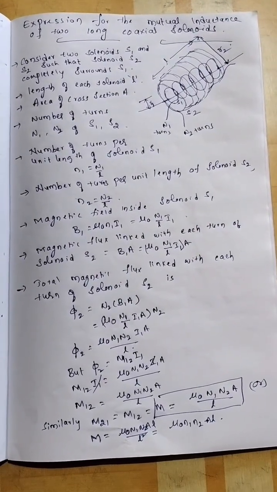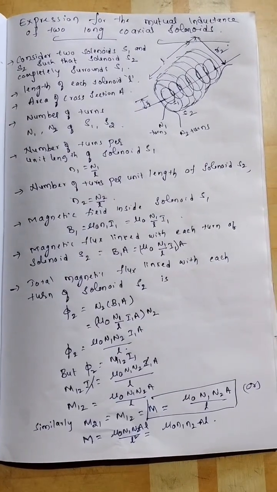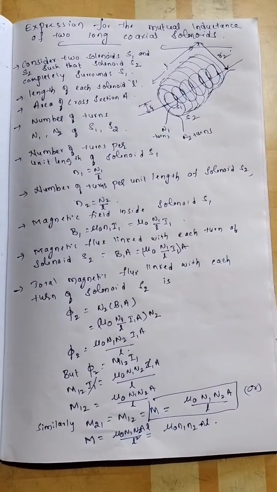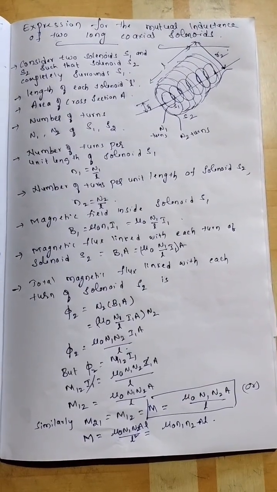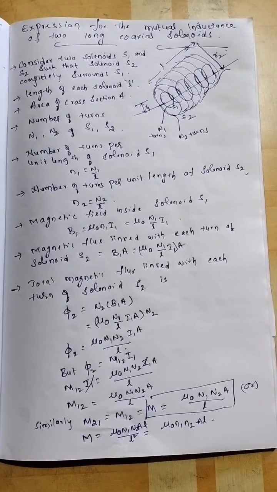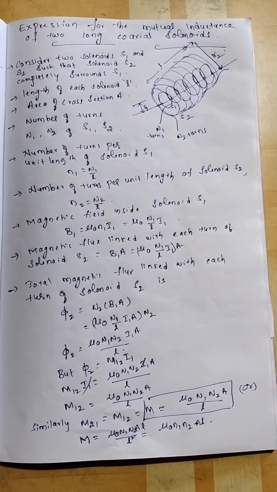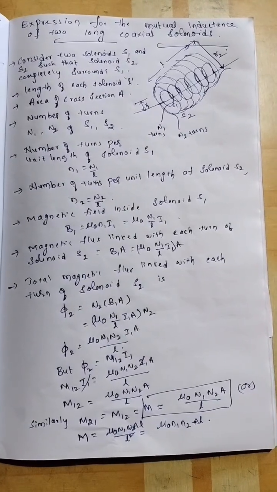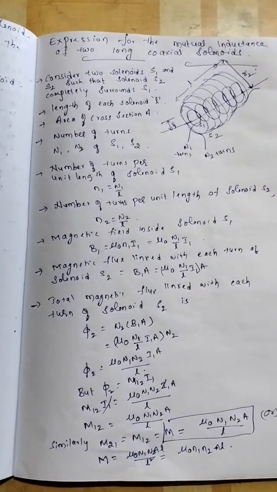So here we are considering two solenoids S1 and S2 as shown in the diagram. Now S2 completely surrounds S1. Let us assume length as L, and area of cross section as A of these solenoids. So the number of turns for the first solenoid S1 be N1 and the number of turns of the second solenoid be N2, right?